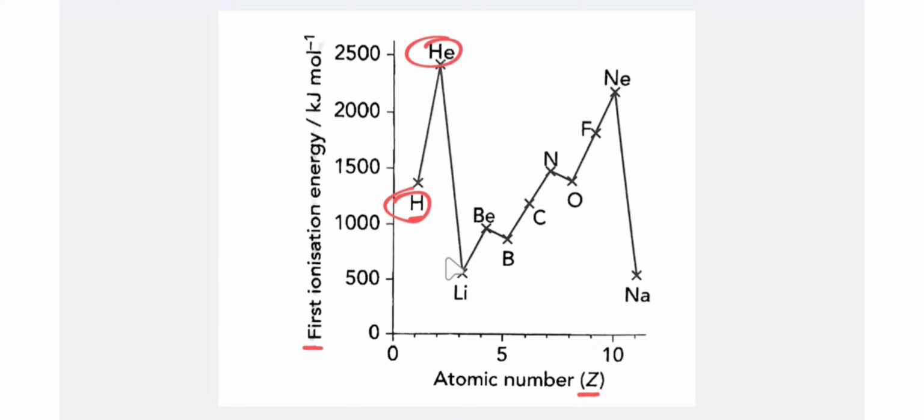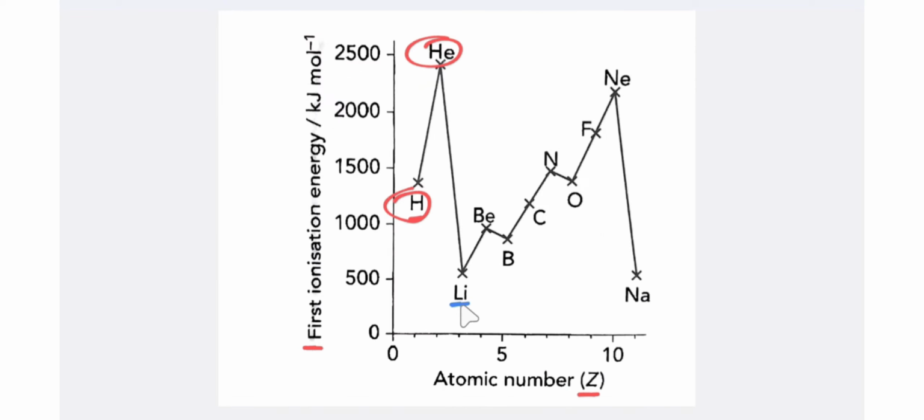Then from helium to lithium, the ionization energy decreases, and there is a larger decrease because as we go from helium to lithium, we go down the group. And as we go down the group, the ionization energy decreases, so lithium has the least ionization energy compared to helium.